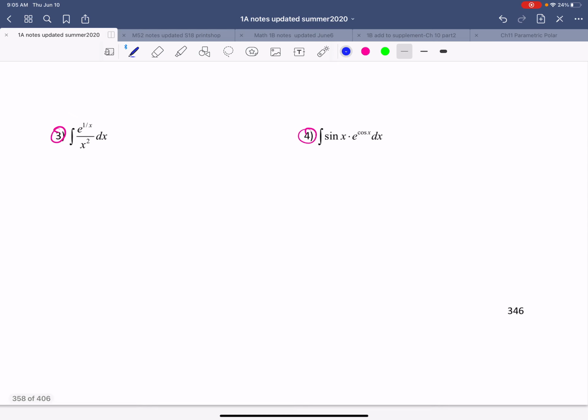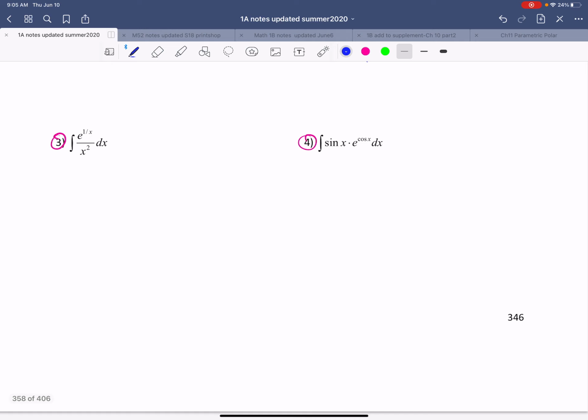Okay, next example, we have e to the power 1 over x divided by x squared dx. So again, you got to be clever. You got to think about u as a function whose derivative is sitting next to it. So if I let 1 over x be u, then negative 1 over x squared dx will be du. If I do the derivative with respect to x, then negative 1 over x squared would be equal to du over dx, and then we can isolate the du from here.